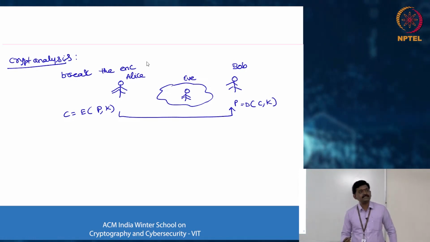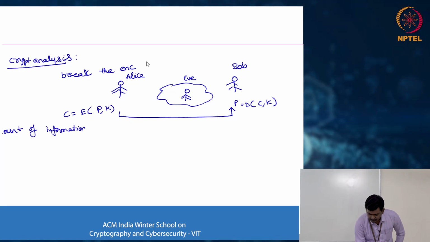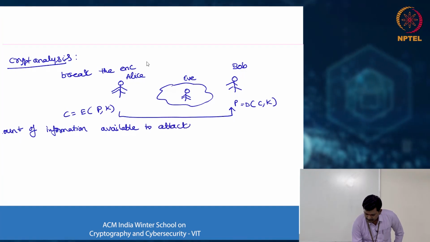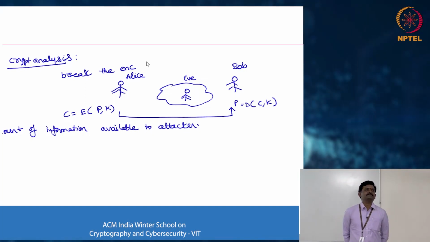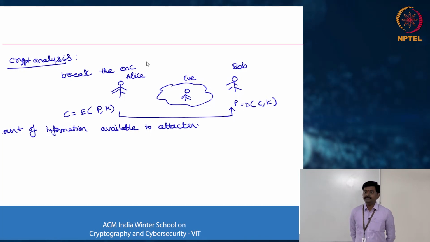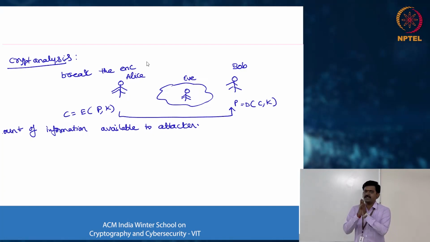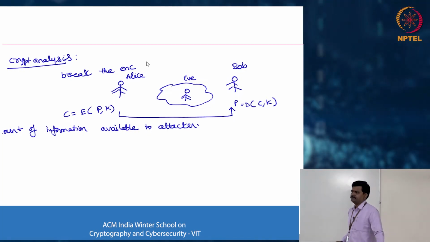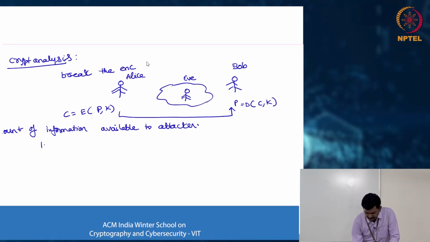So, cryptanalysis happens with the help of, number one, the amount of information available to the attacker. How much information is available to the attacker? The cryptanalysis is based on the amount of information available to the attacker. Immediately, what is available to the attacker? Ciphertext. So, the information available to the attacker, number one, is the ciphertext.